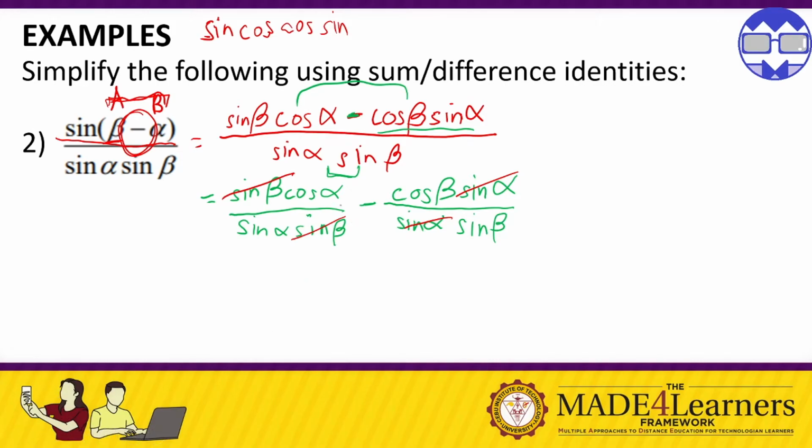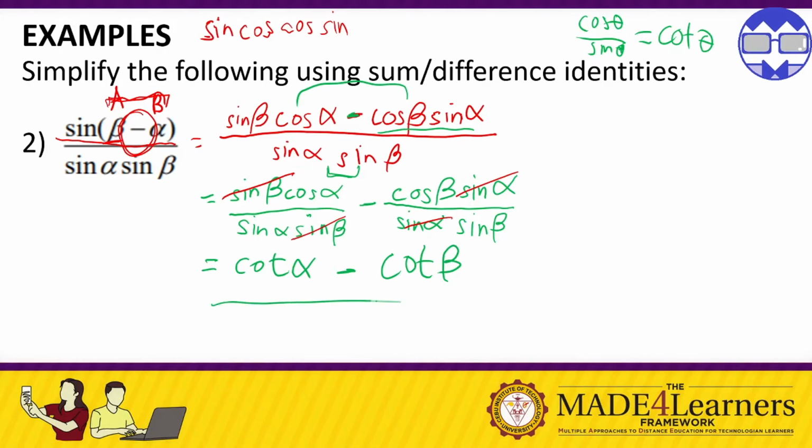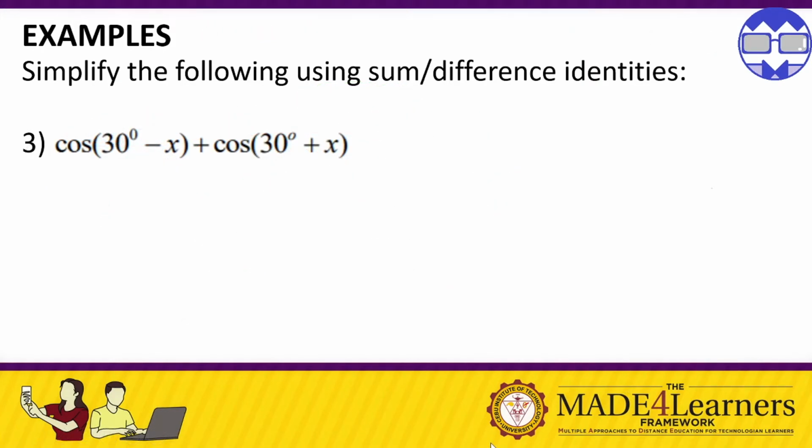We have cosine over sine. In our quotient identity, cos theta over sine theta is cotangent theta. So we will have cot alpha minus cosine over sine beta, so cot beta, and this is our answer. We have simplified this to this.